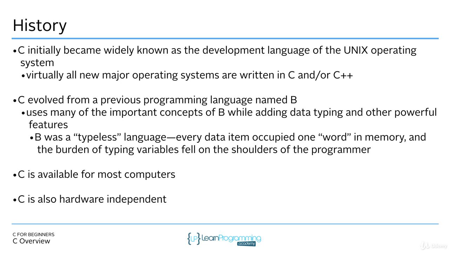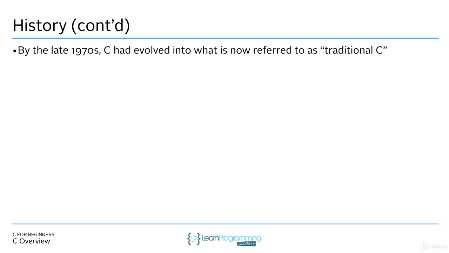If it's hardware independent, that means it's more portable. What that means is you can take the program and run it on a different operating system. So available for most computers means that you can write a C program. It doesn't necessarily mean it's going to work unless it's portable. So being hardware independent means it may work on many other systems.